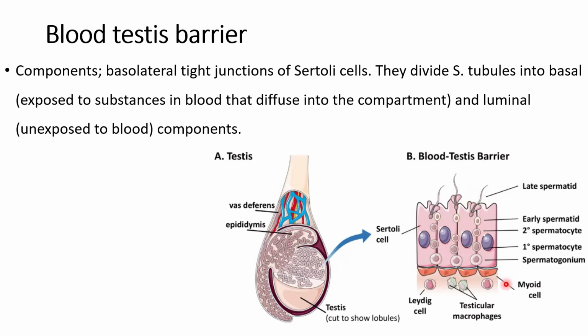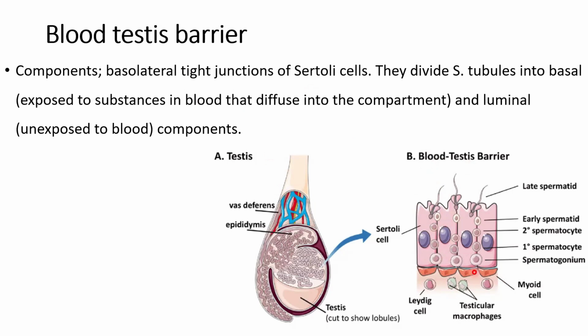So at this point, we have a myoid cell here, and then you have the various testicular macrophages. In between these cells will be the tight junctions. The components of this will be on the luminal side, which may contain the sperms, but the basal part will contain even some blood vessels. The blood vessels will contain the endothelium and the basement membrane.